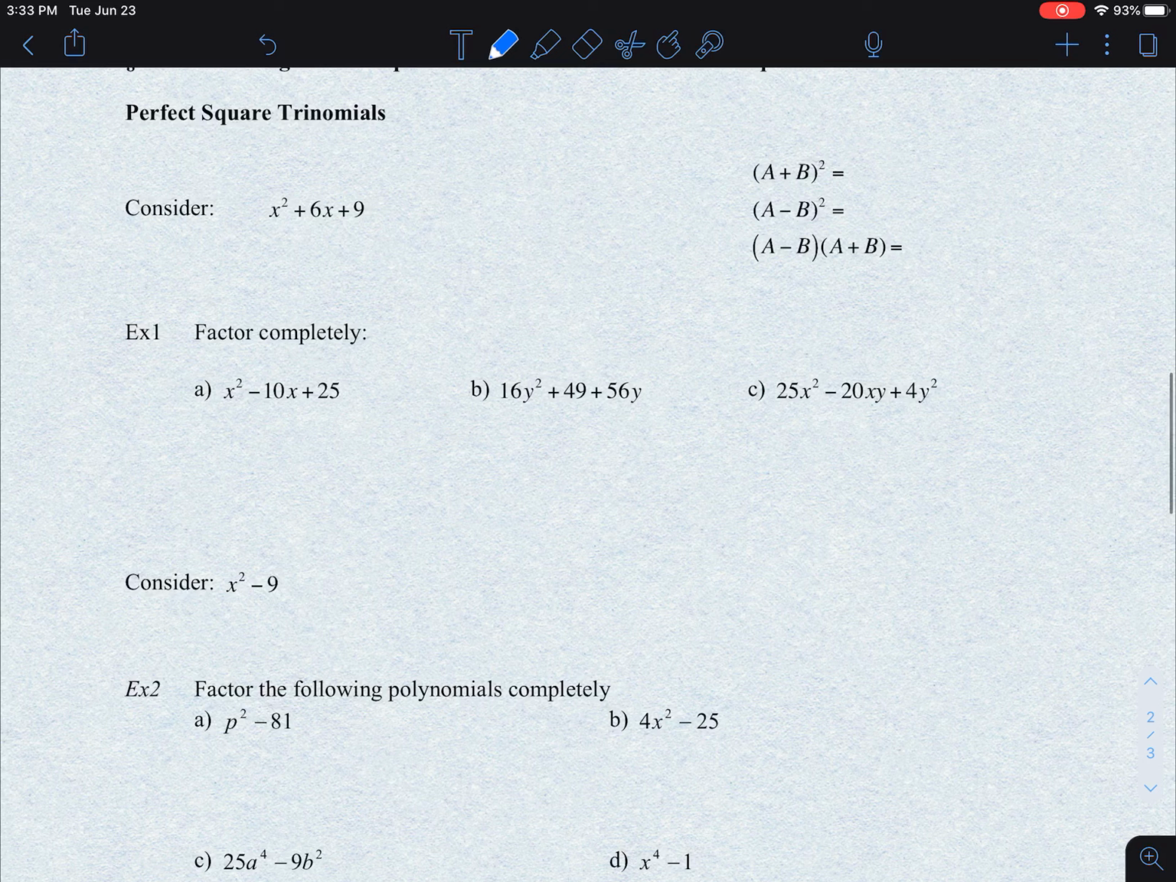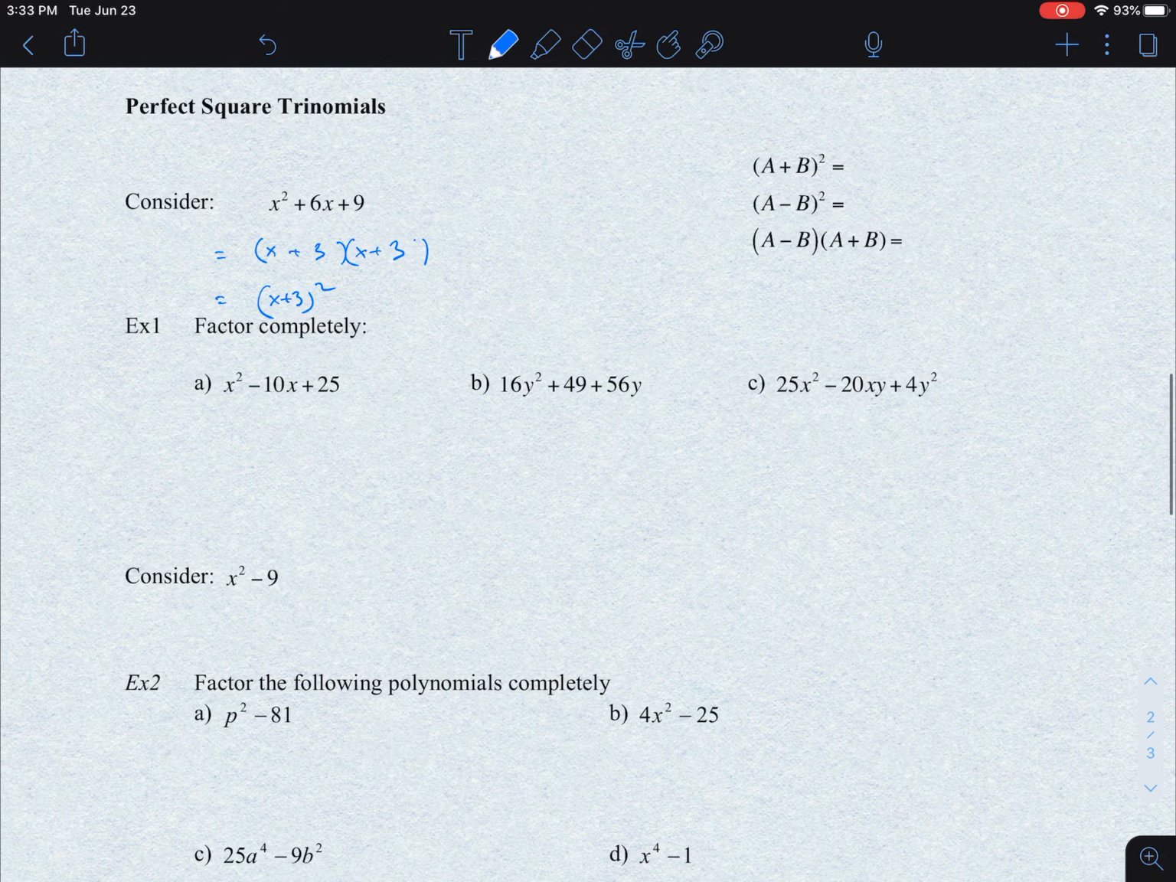So if we have x squared plus 6x plus 9 and we factor this, this polynomial will factor into x plus 3 and x plus 3, which is essentially just x plus 3 squared. So this polynomial will factor into a factor squared. So this right here is a perfect square, therefore this is a perfect square trinomial.